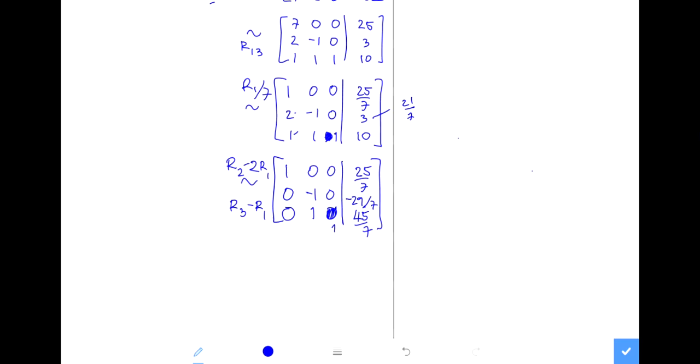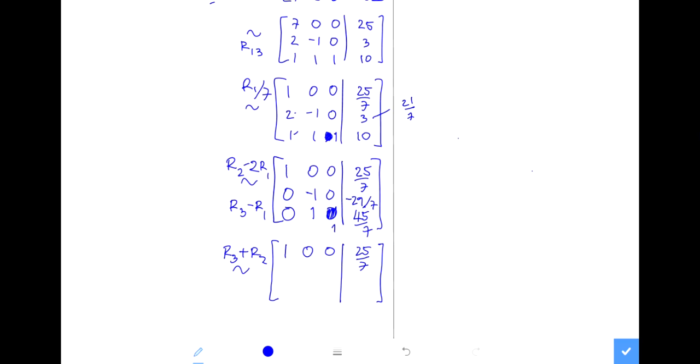Next one, I want to do R3 plus R2. Okay, R3 plus R2. Then I can change this one to 0. So let's go here. R3 plus R2. On top, I already have 25 over 7. Yeah, I'm done with the first row.